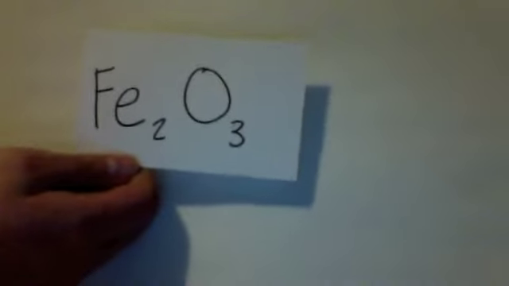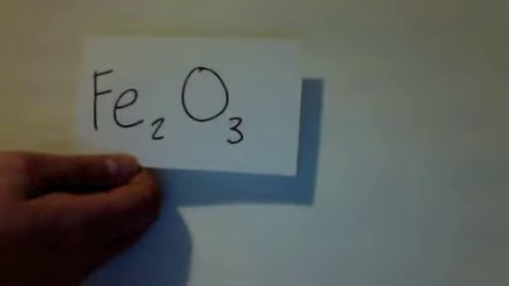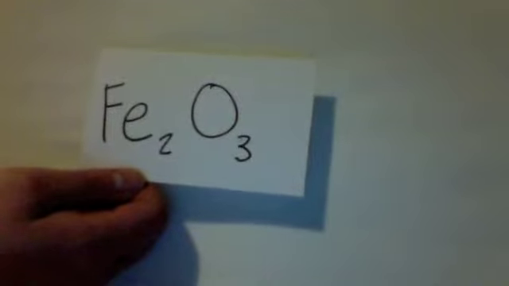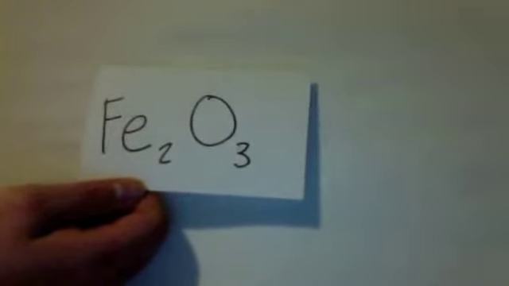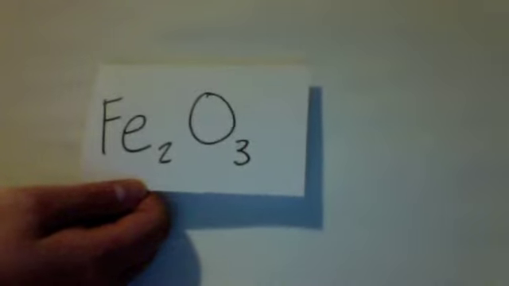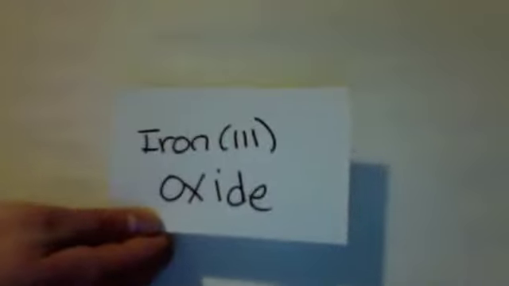We're going to start with Fe2O3. First, we're going to write iron 3 because there are 3 oxygens for every 2 irons. And then for the second word, our anion, we're going to write oxide because on the second word, you always add "-ide". And you end up getting iron 3 oxide.